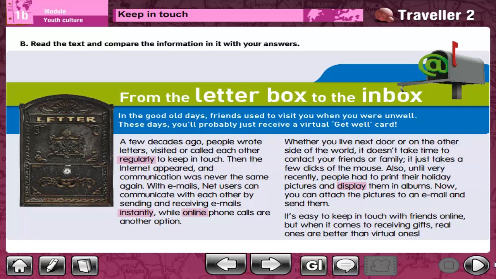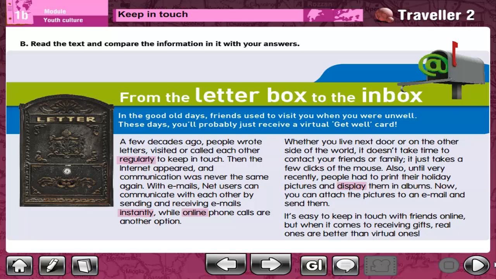And we can ask this question. What can we attach the pictures to? The answer, look at it carefully, is to an email and send them. Okay. Is it difficult or easy to keep in touch with others online? The answer, of course, as you say, is that it is easy to keep in touch with friends online.